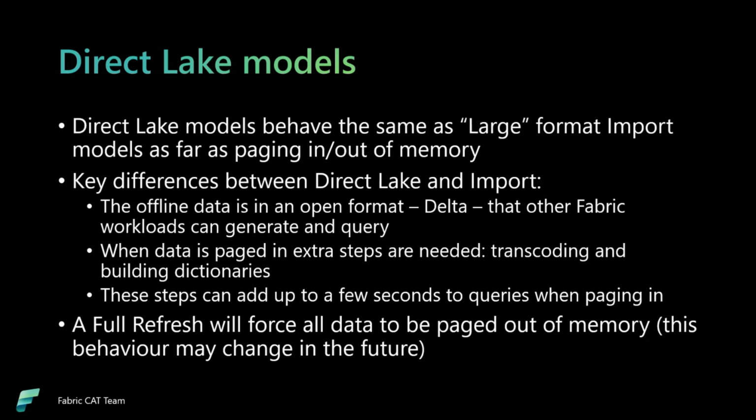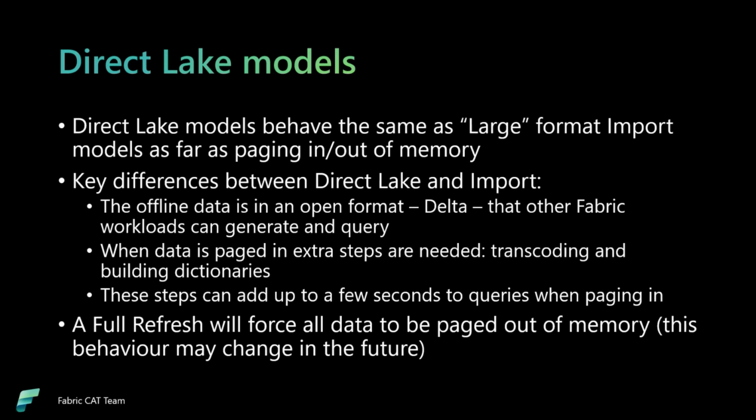The key difference is that in Direct Lake mode, the copy stored on disk is not in some obscure proprietary format that you don't know about. It's in Delta format, which lots and lots of other things like Spark can write. So Direct Lake is a little bit like import mode, but its offline copy is a Delta table. That also means other workloads in Fabric, like SQL endpoints, can query it in SQL, and you can get at the same data in Python and so on. There are lots of benefits to that.